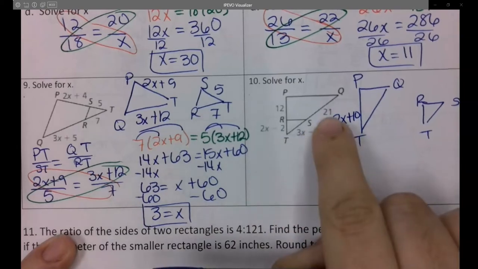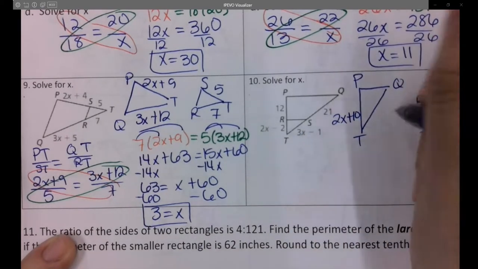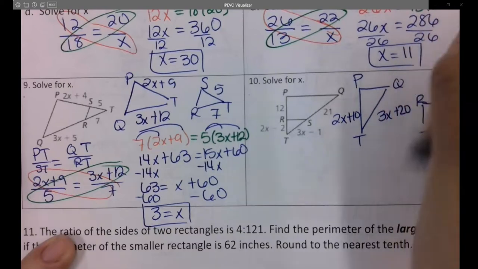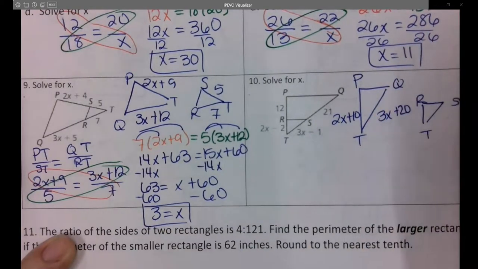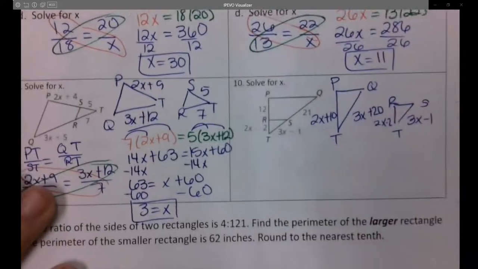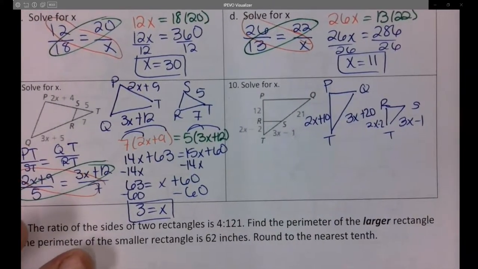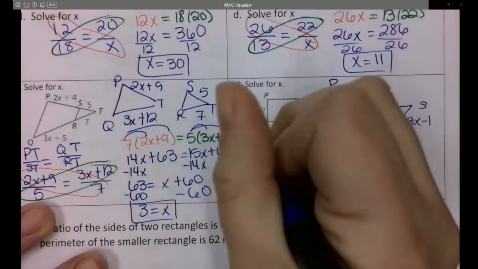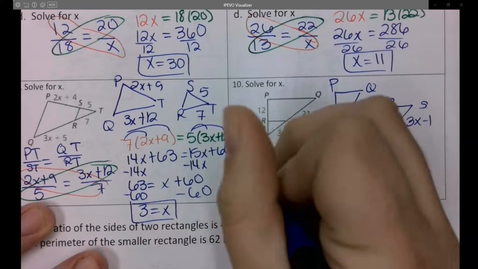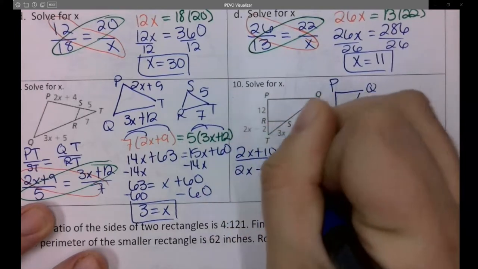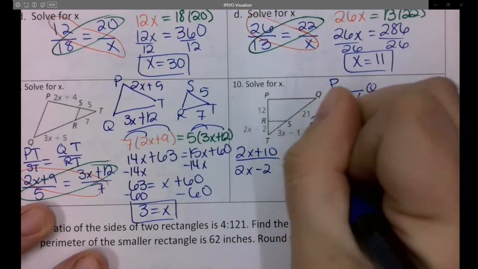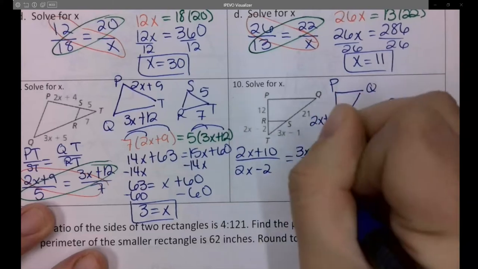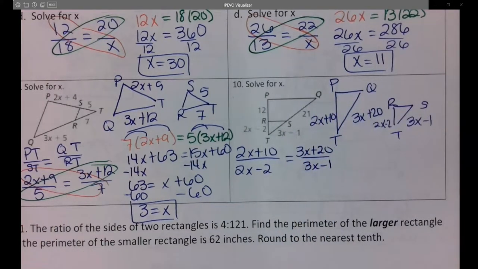Then I have 3x minus 1 and 21. 21 minus 1 is 20. So I have 3x plus 20 here. For RT, that is 2x minus 2. ST is 3x minus 1. Then I want to go ahead and set up my ratio. So I am going to have 2x plus 10 over 2x minus 2 equals 3x plus 20 over 3x minus 1. I want to go ahead and cross multiply.